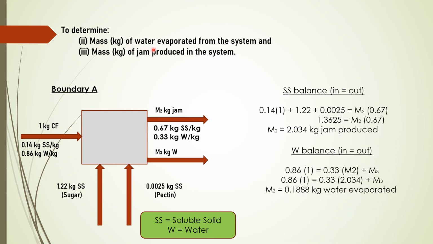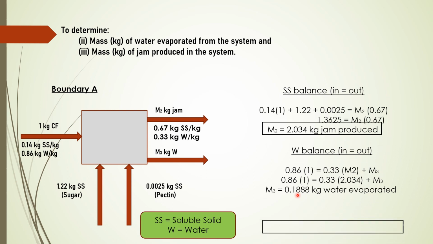To get the mass of water evaporated from the system, the water balance is used. Therefore, input equal to output. At the boundary A, there is one input that contains water. Therefore, 0.86 multiplied with 1 equal to output. The outputs are 0.33 multiplied with M2 plus M3. By substituting the M2, we can get M3 equal to 0.1888 kg water evaporated. Thank you.